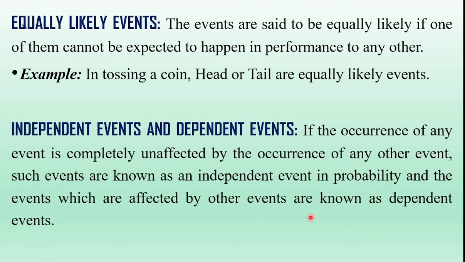Next one is independent events and dependent events. And what is the independent event and what is the dependent event? Let us consider any two events. Two events are said to be independent if the happening or failure of one event does not affect the happening or failure of the other event. Happening means occurrence, failure means not occurring. If this condition is not satisfied, the events are said to be dependent events.